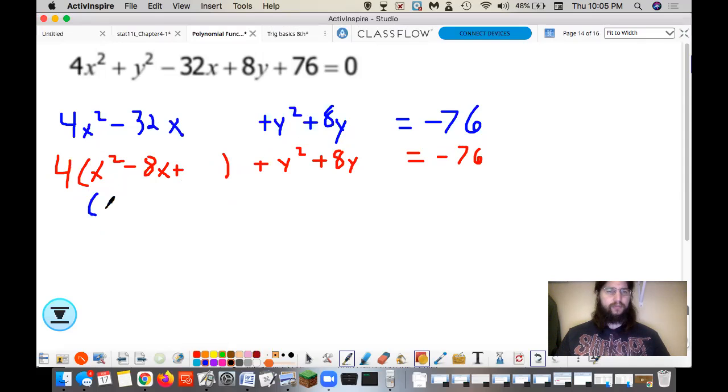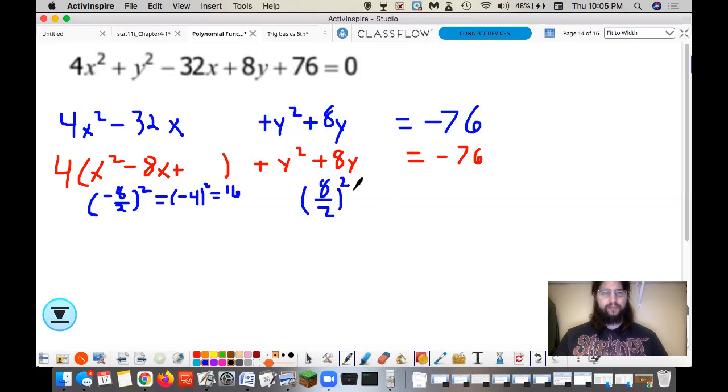Now, I'll put that in a second. 2, 4 squared, which is 16. Okay. I need to add 16 right here. Inside these parentheses, I need to add 16.